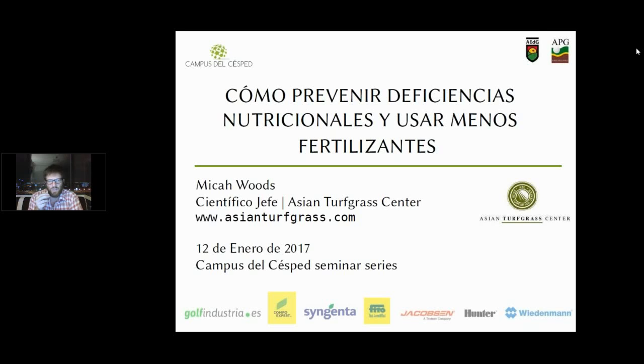But as far as saturated paste testing of the soil, there's really not a good way to interpret that. So that is a great thing to do to test the salinity status of the soil, but it's not a good way to make nutrient recommendations.